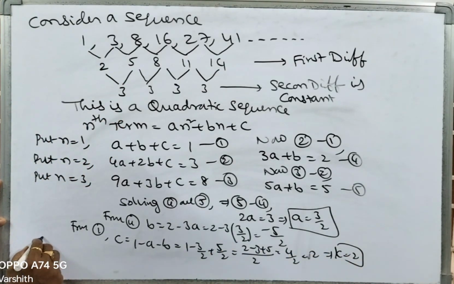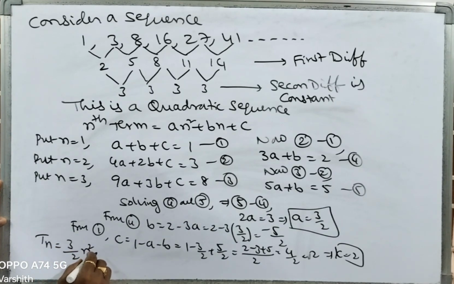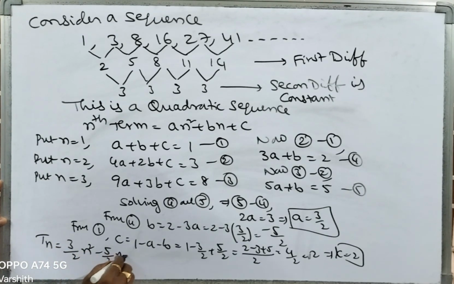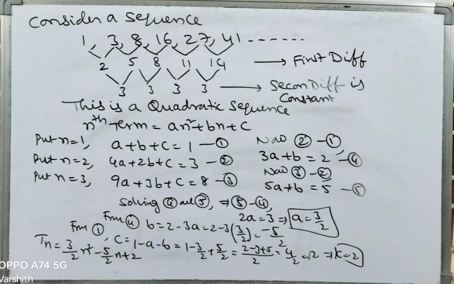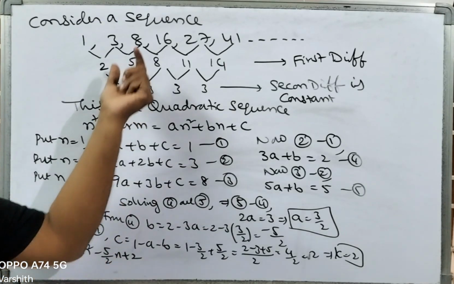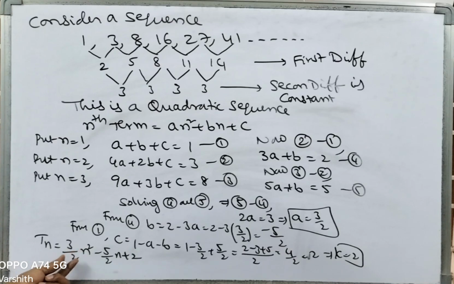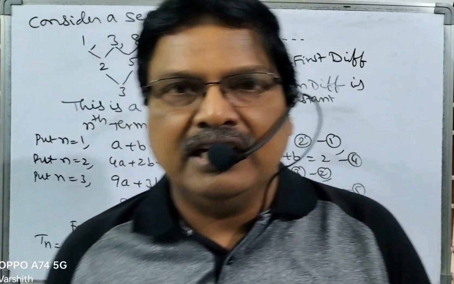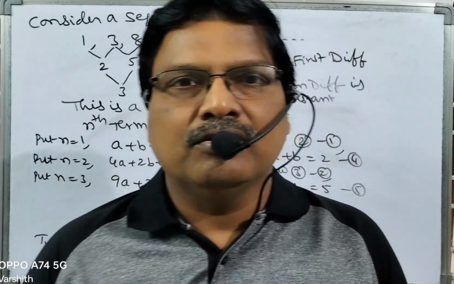Finally, the nth term can be written as 3 by 2 n square minus 5 by 2 n plus 2. So this will become the nth term of the given series. After getting the nth term, you can check whether your answer is correct or not. By substituting n is equal to 1, you have to get 1. By substituting n is equal to 2, you have to get 3. By substituting n is equal to 3, we have to get 8. Like that you can check it. So this is the method you have to follow for finding the nth term of a quadratic sequence.